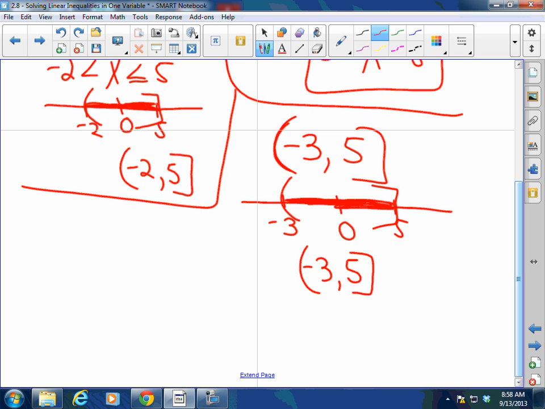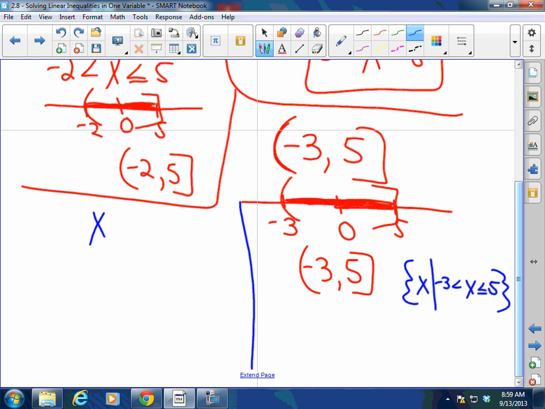What if I told you I wanted to write this in set builder? So braces, x, line. Okay, x is greater than negative 3, but less than or equal to 5. That make sense, kid? No, thank you, son.